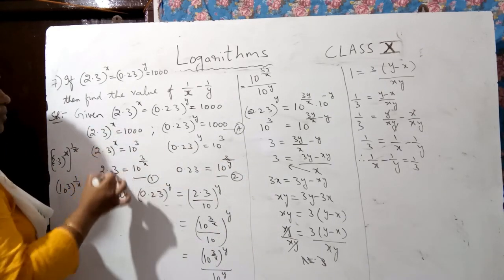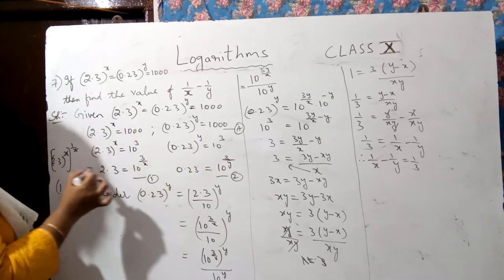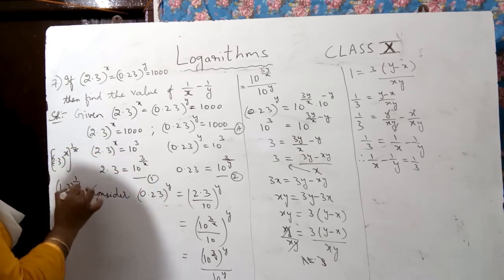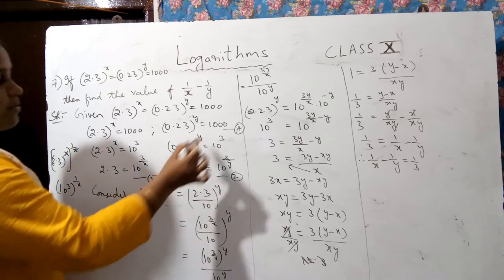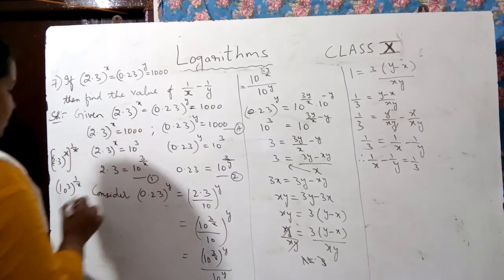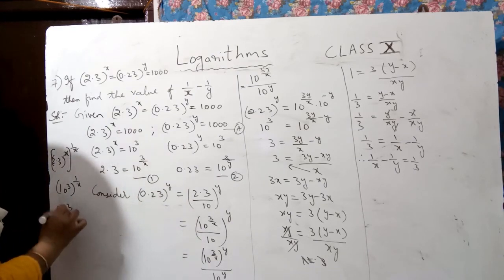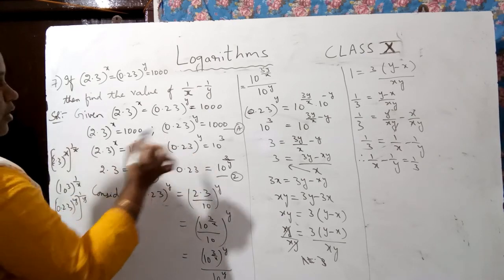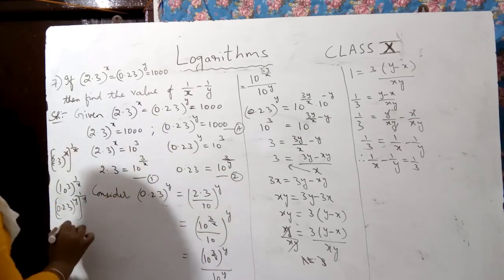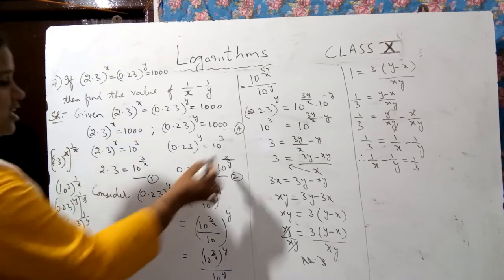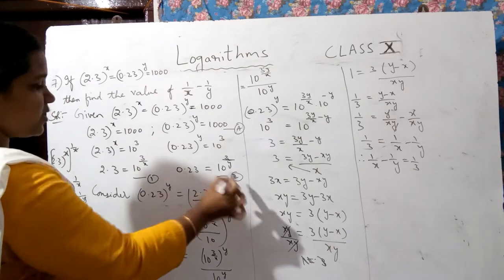Now here I am raising to the power 1 by x on both sides. So the power x and 1 by x get cancelled. Here 10 cube power 1 by x is 10 power 3 by x. Here I am raising to the power 1 by y on both sides. So 0.23 power y, raised to the power 1 by y, gets cancelled. So only 0.23 will be left here. And 10 cube I am raising to the power 1 by y, so 3 into 1 by y is 3 by y. I am marking this as 1, this one as 2.